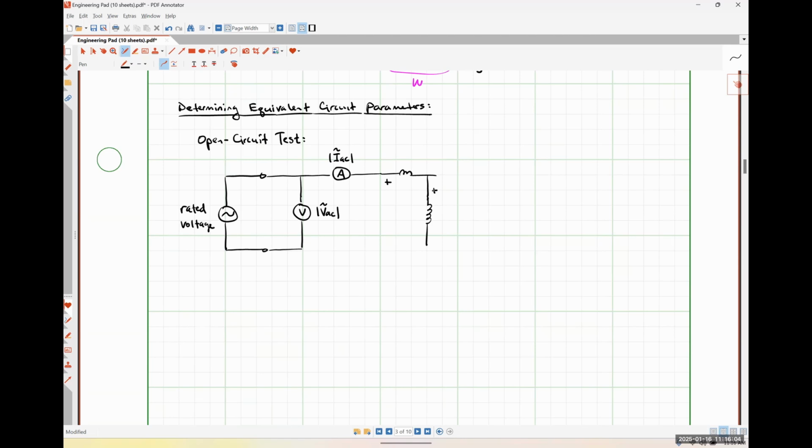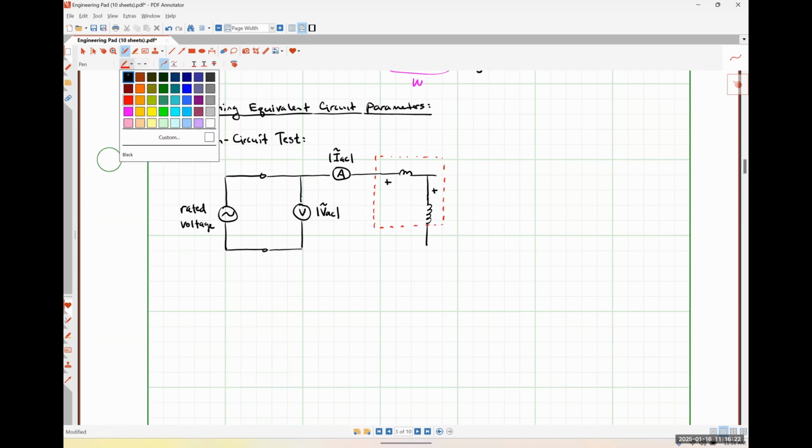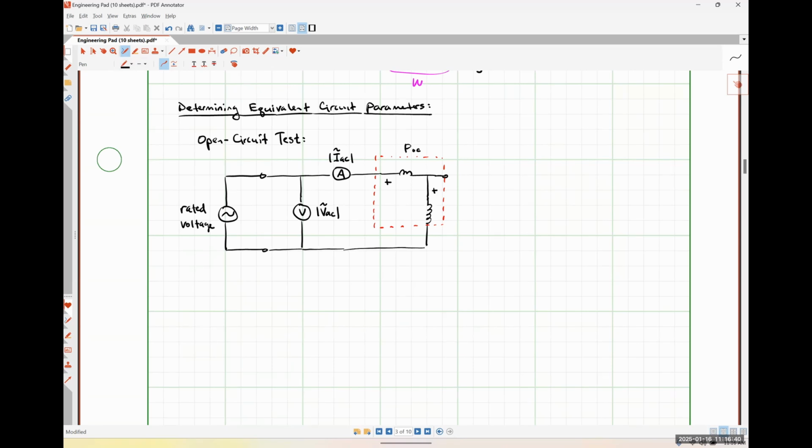Where I'm just labeling the positive polarities of the coils. I'm going to draw a little box around this, just so that you know these aren't really circuit elements. This is just representing how the wattmeter is connected, which we discussed in our last class meeting, or excuse me, in 280. And so this is going to be giving us the open circuit power. Okay. So this is our measurement setup.